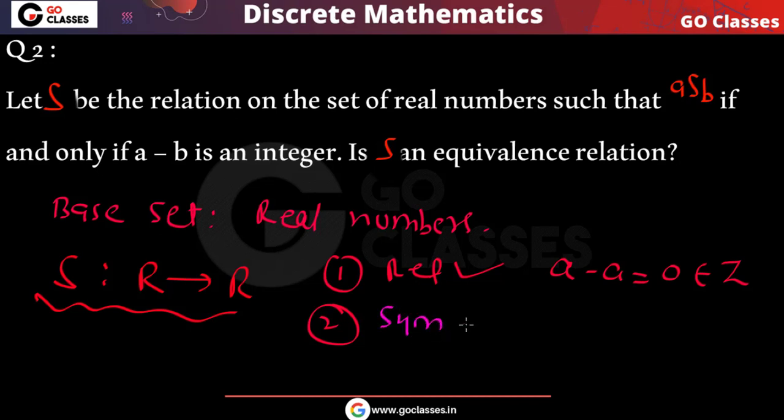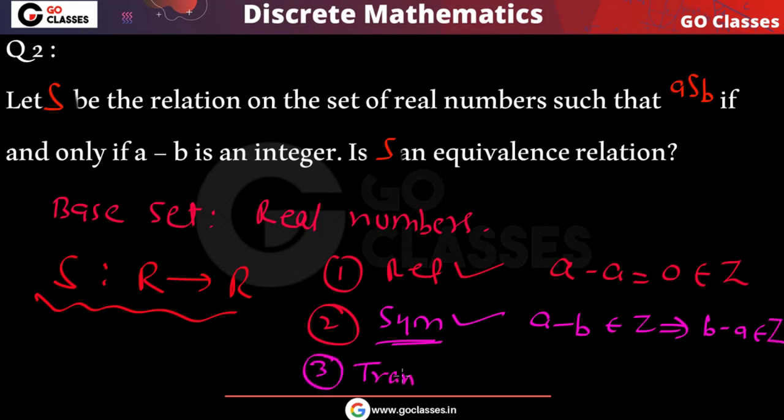Is this symmetric? Yes, this is symmetric also, because if A minus B is an integer, then definitely B minus A is also an integer. And what about transitive? This is transitive also, because if A minus B is an integer and B minus C is an integer, then I can definitely say that A minus C is also an integer. You can just check it out.